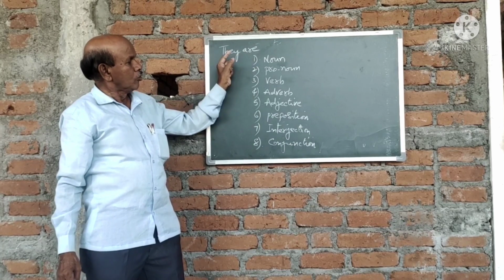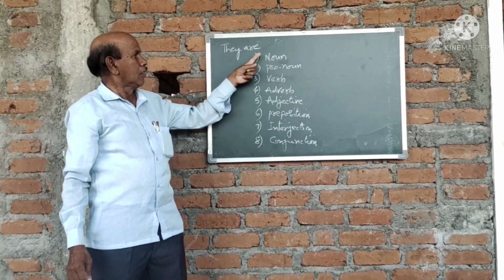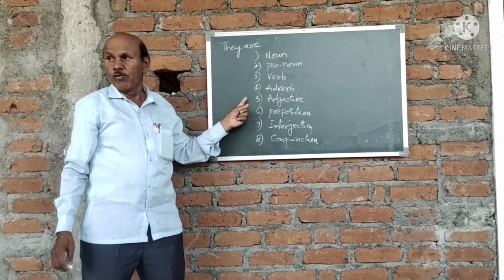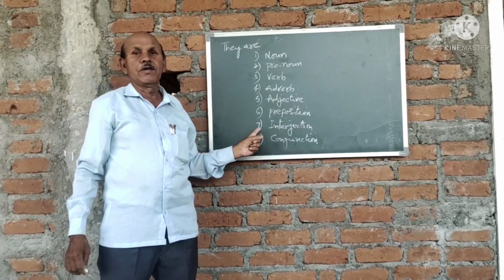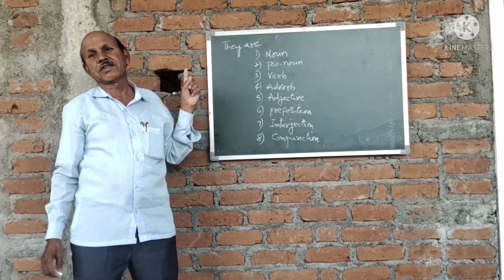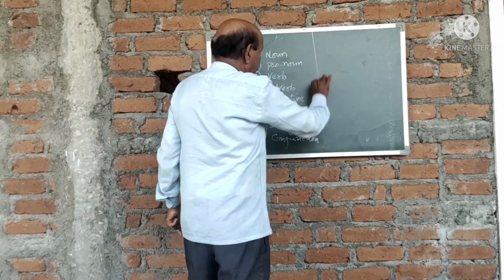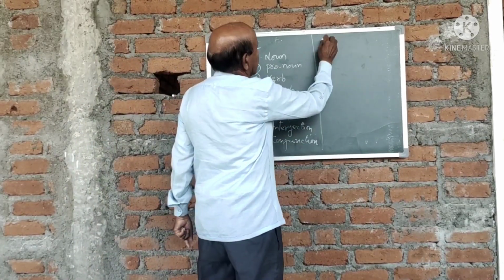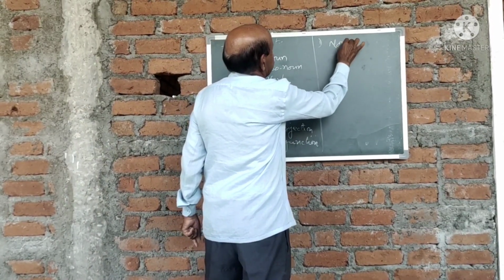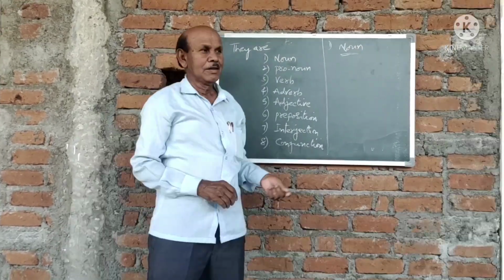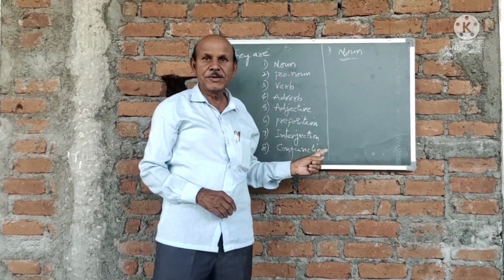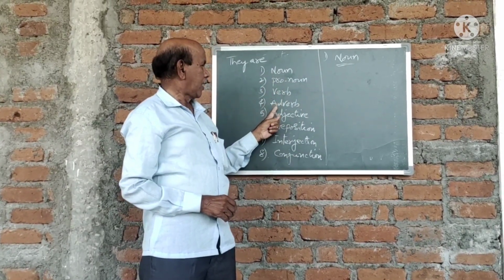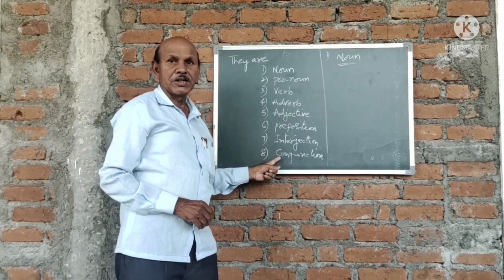First you see noun. 1 noun, 2 pronoun, 3 verb, 4 adverb, 5 adjective, 6 preposition, 7 interjection, and 8 last is conjunction. So now we study details about the 8 parts of speech. First parts of speech name is noun. Yes, now we are discussing parts of speech. So there are 8 parts of speech: noun, pronoun, verb, adverb, adjective, preposition, interjection, and conjunction.